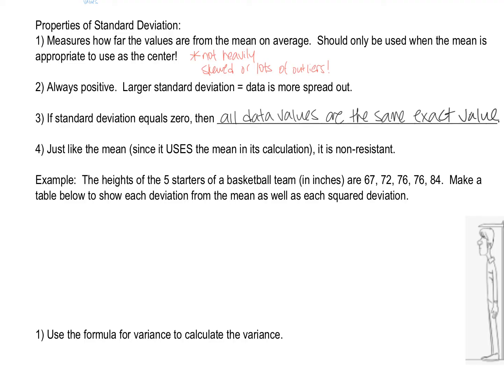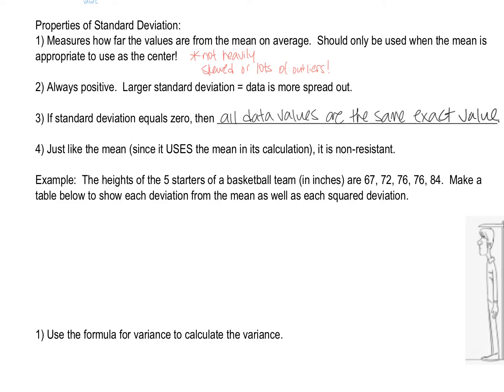Another thing about standard deviation is that it is always positive. The reason for that is because we square a bunch of values in the formula. And so a larger standard deviation means your data is more spread out. If it's a very small standard deviation, that means that all of your values are really compact and close together. If the standard deviation happens to equal 0, that means that it's not spread out from each other at all.